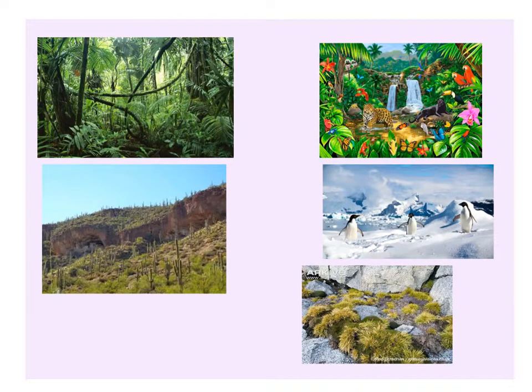Okay, now just some pictures that'll show you kind of what species or biodiversity looks like. This is a tropical rainforest, probably in South America. Tropical rainforests are ridiculously high in biodiversity. They just have millions and millions of different species of plants, insects, and animals living there.